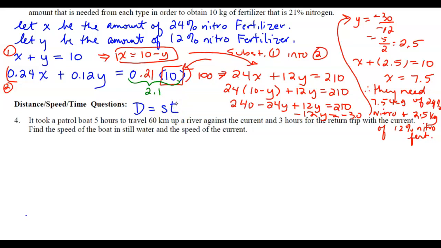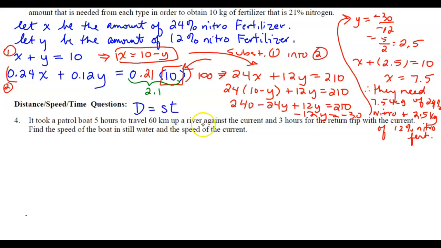So it took a patrol boat 5 hours to travel 60 kilometers up a river against the current. If you've ever been in a river, the Bow River, Elbow, you look at it, the current is going one way. So if you are trying to go against the current, it's harder than swimming with the current or being in a boat with the current. With the current, be in your boat and it takes you down. It's not going to take you back up, right? The current is pushing against you when you're going back.